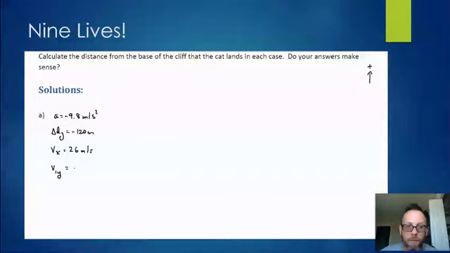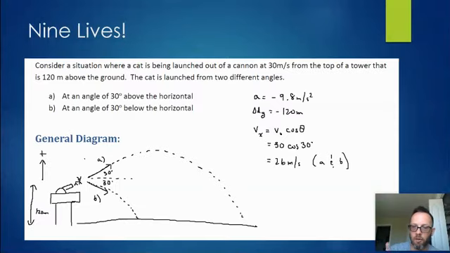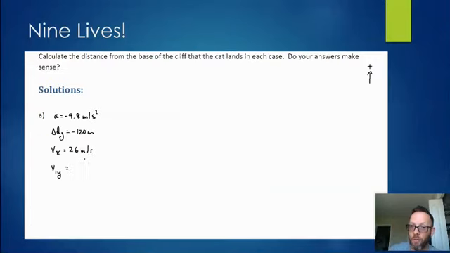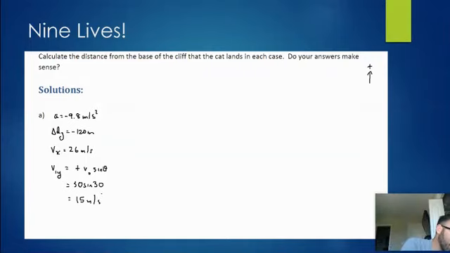Our V1y, in this case, if we think about it, we're launching above the horizontal, so our cat initially will be moving upwards. So our v1y should be positive. It'll be the positive of our v naught times sine theta. So it's going to be 30 times the sine of 30, which is 15 meters per second, because sine 30 is 0.5. And it's positive, again, because it's going up.